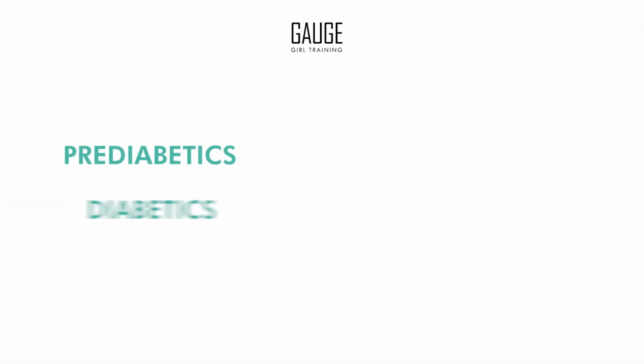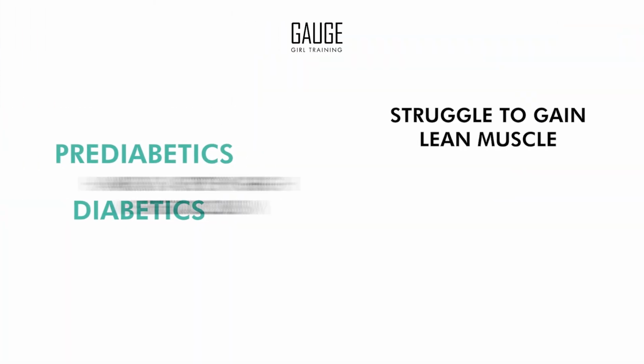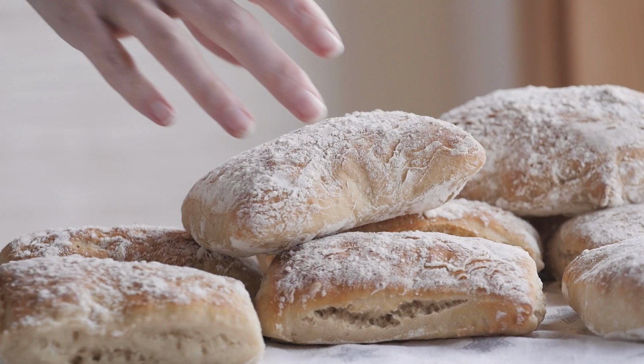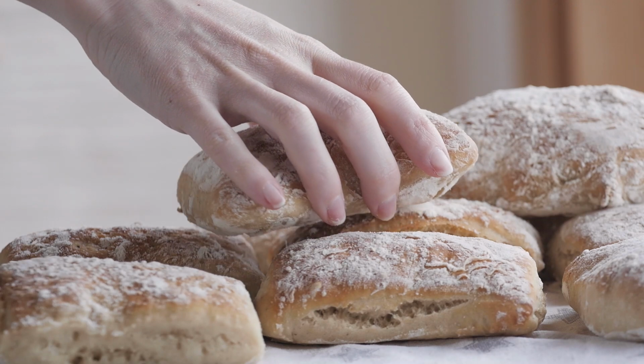The other end of the spectrum, there are folks who struggle to gain lean muscle, have a very high metabolism, are endurance athletes, and can eat tons and tons of carbs without gaining an ounce. And the reality is most of you guys are going to fall somewhere within this spectrum.